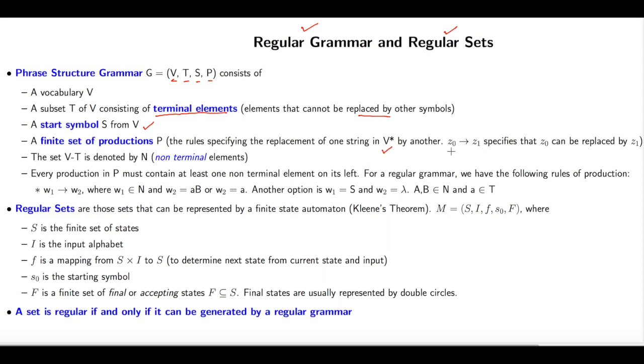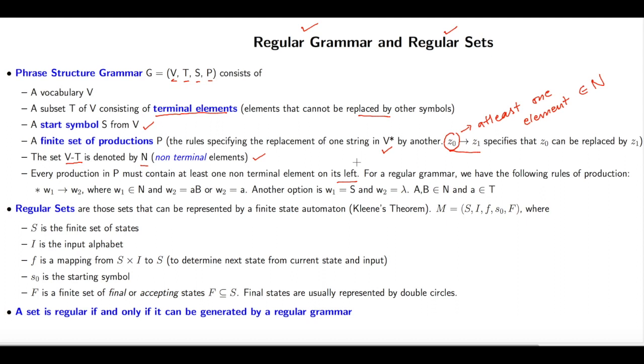In other words, Z0 arrow Z1 means that Z0 is replaced by Z1. And then the set V minus T, or V take away T, is denoted by N, which is the non-terminal elements. Every production in P must contain at least one non-terminal element on its left. So this means that the rule of production in general is that the left side should have at least one element which belongs to N.